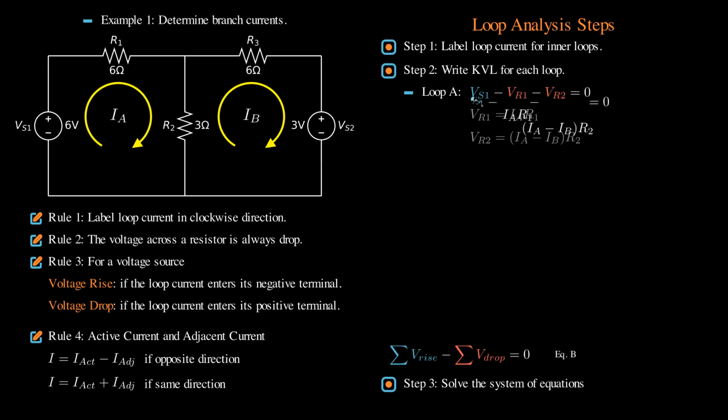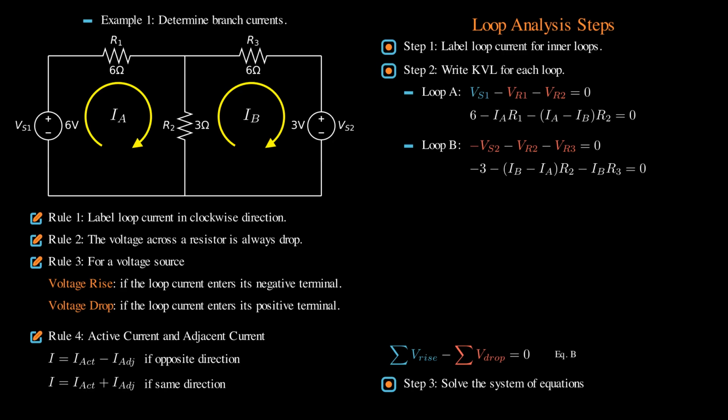Finally, we can substitute Vr1 and Vr2 into the KVL equation. For loop B, we will have minus Vs2 minus Vr2 minus Vr3 equals 0. By applying rules 2 and 3, we will find that all the terms have a negative sign. The voltage across resistors are always drop, so Vr2 and Vr3 have negative signs. For Vs2, the loop current enters its positive terminal, so Vs2 is a voltage drop and has a negative sign in front of it. By applying Rule 4, we can express the equation in terms of Ia and Ib as follows.